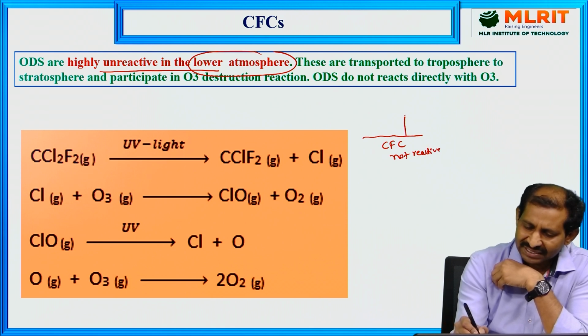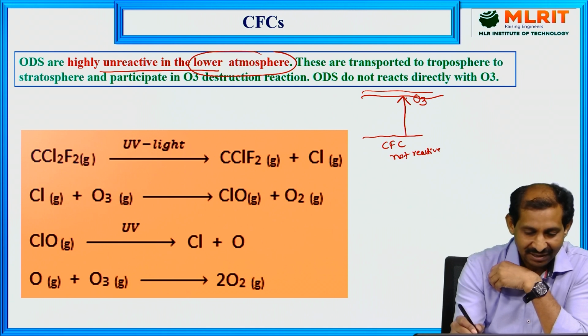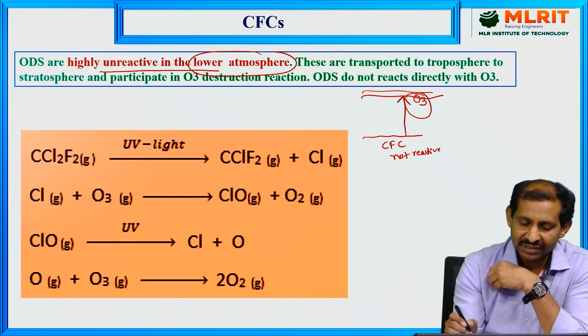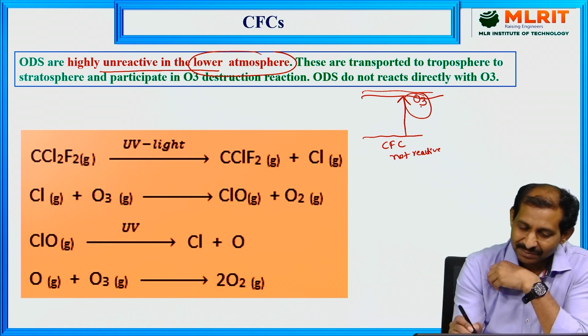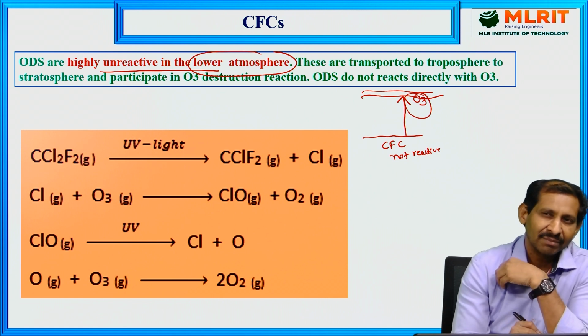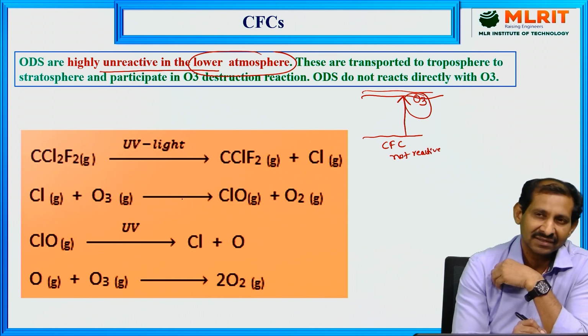When they are transported to the troposphere and stratosphere, where the ozone layer is, the ozone destruction reaction takes place indirectly. Here the ozone depleting substances do not directly react with the ozone. So what are the reactions involved in the ozone depletion by the chlorofluorocarbons? These reactions will now be explained.